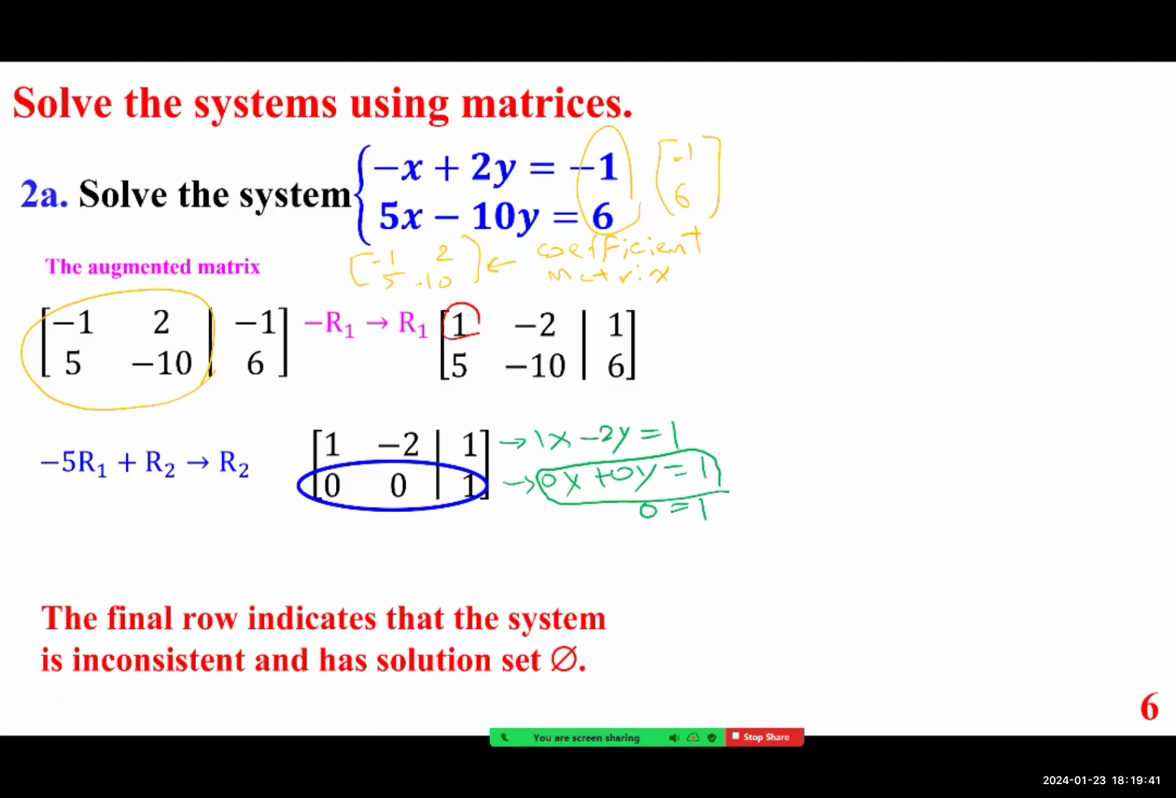So the final row indicates that the system is inconsistent and has an empty solution set. This is called phi, or an empty set. So how do we know that? Every entry is 0 except the last one. Doesn't matter what it is, 1 or anything else. The last entry.